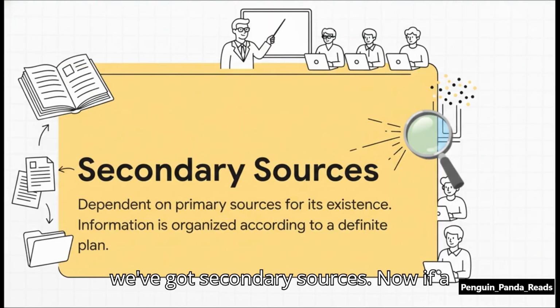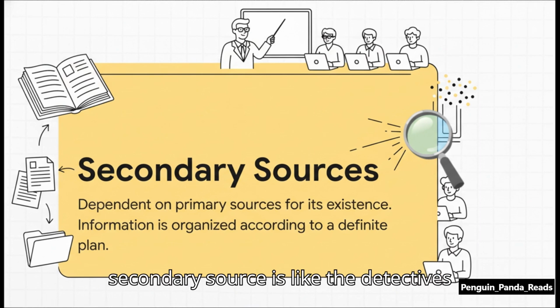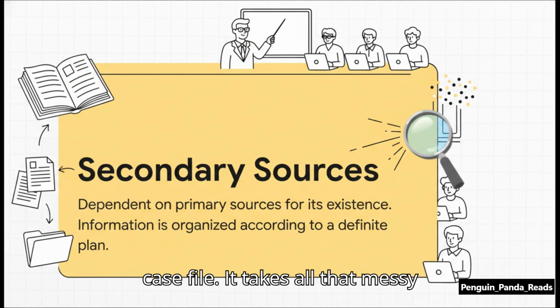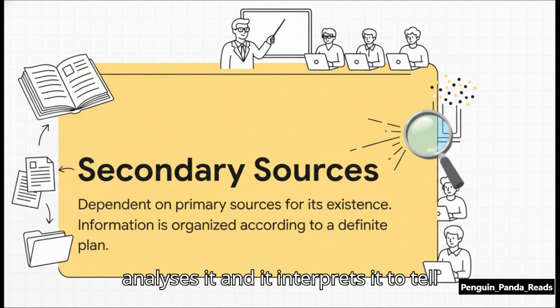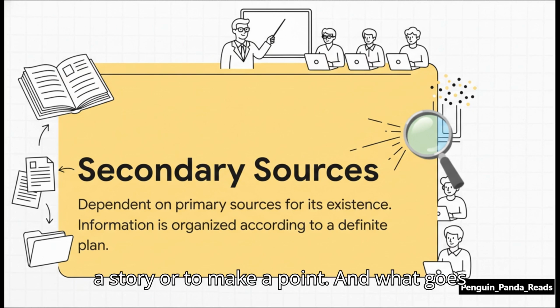Next, we've got secondary sources. Now, if a primary source is the raw evidence, a secondary source is like the detective's case file. It takes all that messy, scattered, raw information from the primary sources and it organizes it, it analyzes it, and it interprets it to tell a story or to make a point.